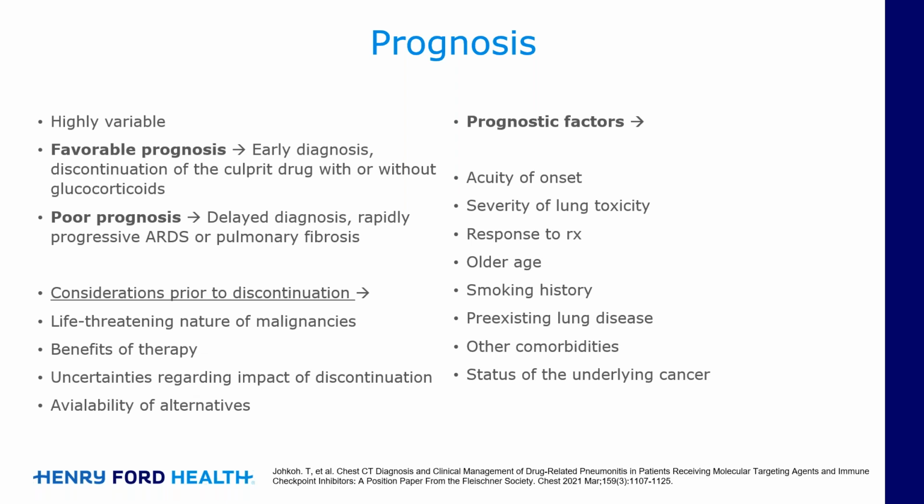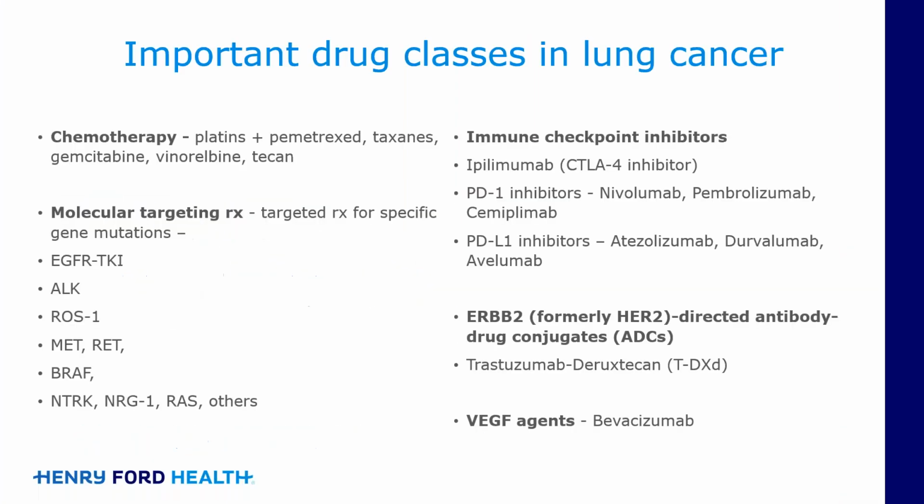So how acute was the disease, pre-existing lung disease, having a history of smoking, older age patients can have worse prognosis. So all of these things would be considered as important prognostic factors. In the last few slides, I would like to go through some specific considerations. So overall, in lung cancer, these are some of the more important drug categories that we look at. Patients do get chemotherapy and also molecular targeting agents that target different gene mutations. And EGFR tyrosine kinase inhibitors are one of the most important ones, along with the ALK receptor inhibitors.